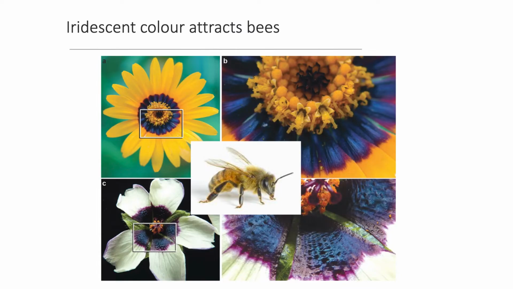And so it's quite common in flowers because bees really like it. And so it's often that you see this bullseye shape. You can see this purpley region that has this sort of shininess to it. And so this helps the bees be attracted to the flowers.